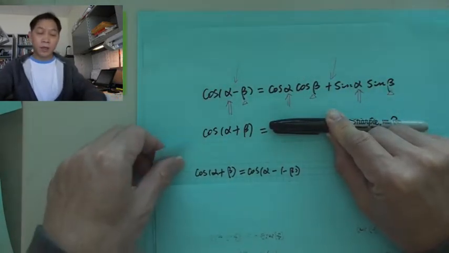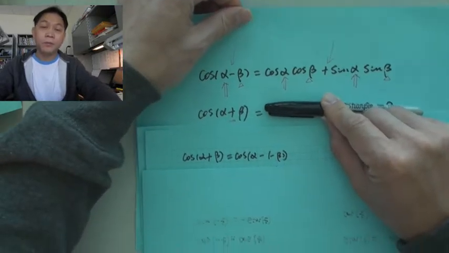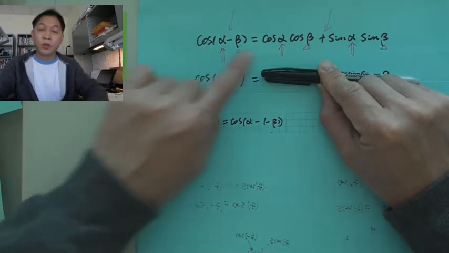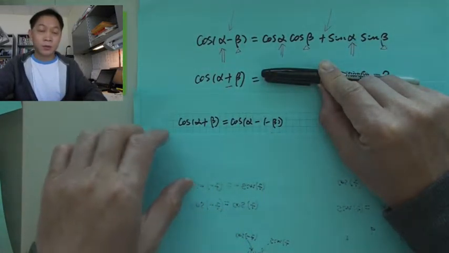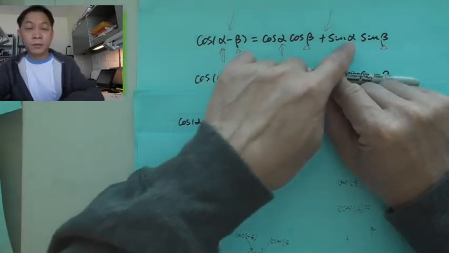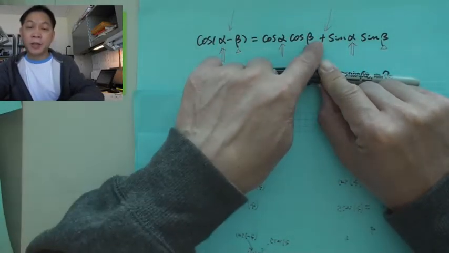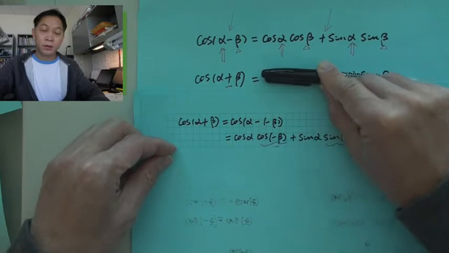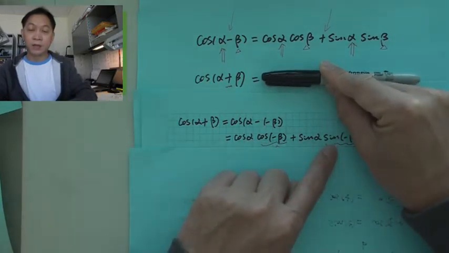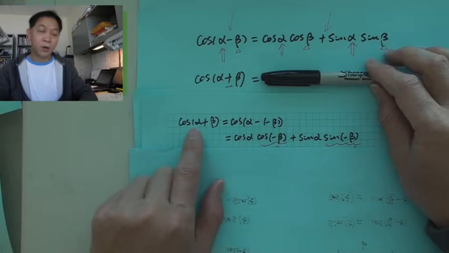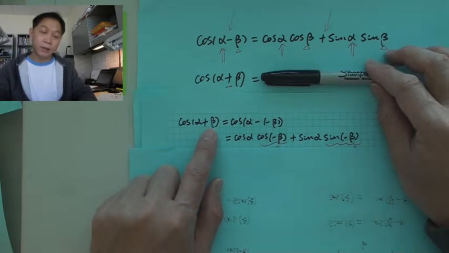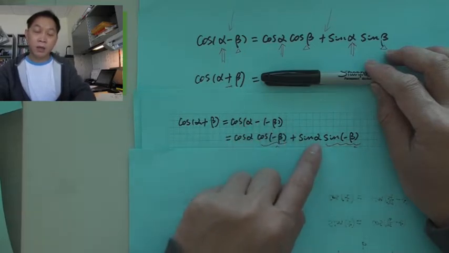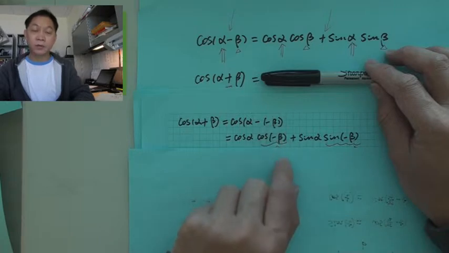Okay, then cosine is cosine, sine. And then first angle, second angle, minus, plus. So, cosine, sine. You may write cosine, sine. Okay, for cosine alpha plus beta. Now then put the first angle is alpha. The second angle is negative beta.